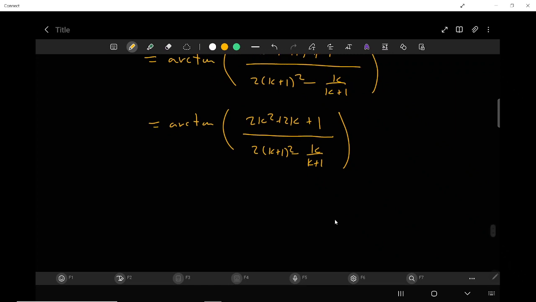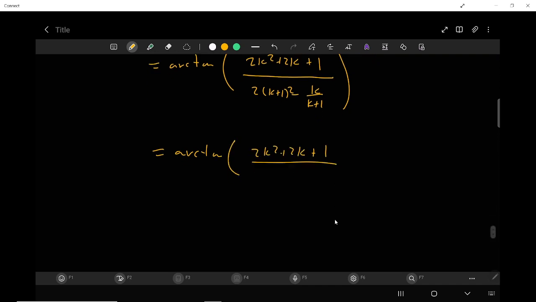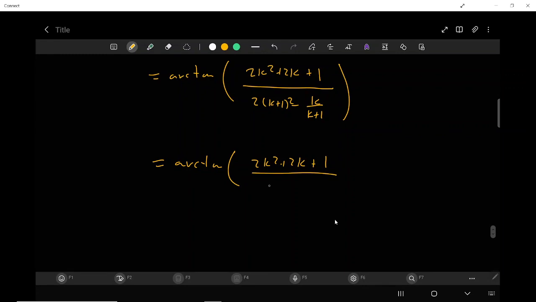I might just stop here. I mean, it's taking too long. Equals arctan 2k squared plus 2k plus 1 all over. So this is. Yeah, I guess we just got to. Okay.